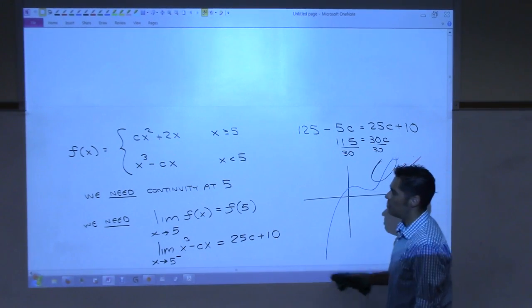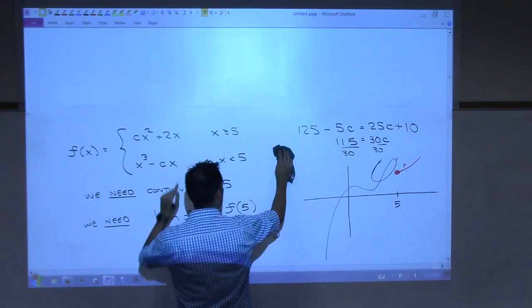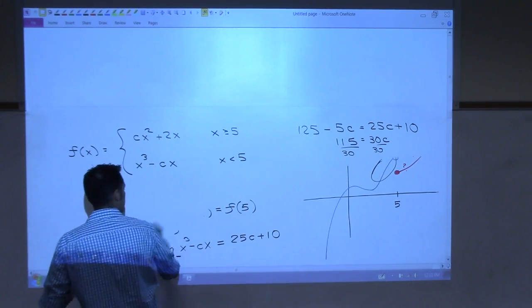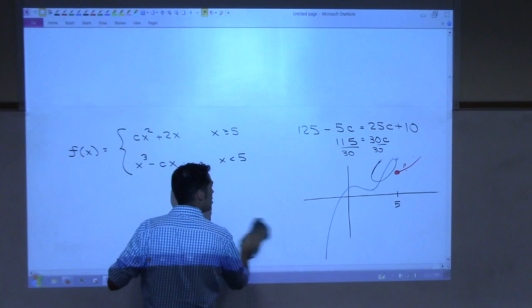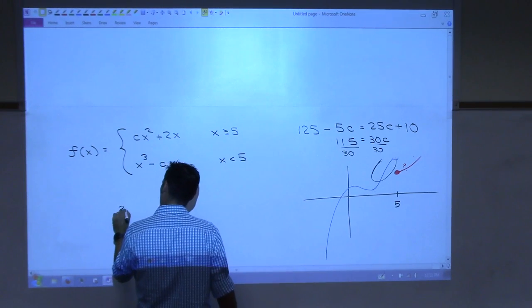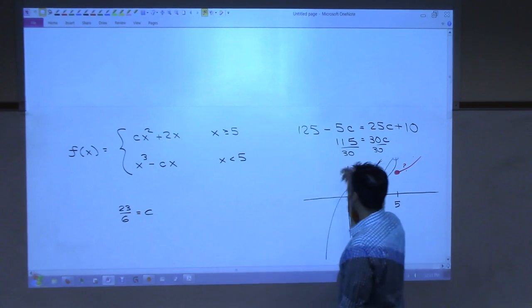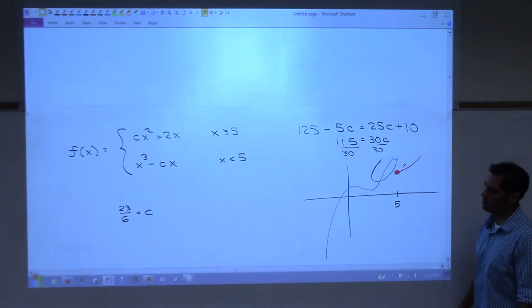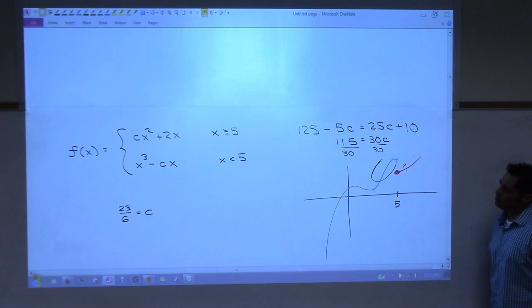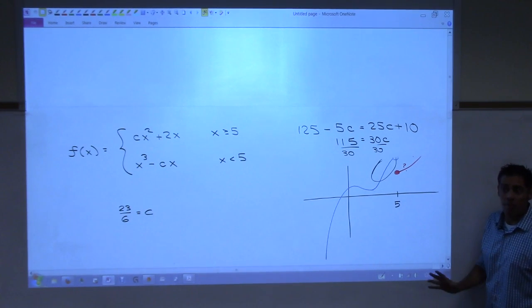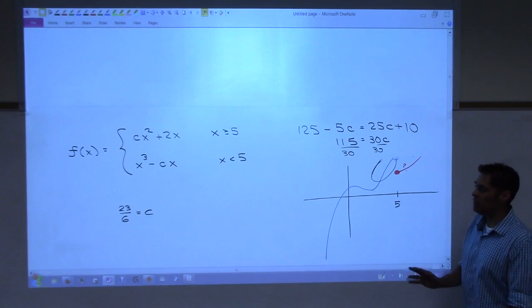I believe we can reduce that fraction. I'll leave that up there. What is it? 23 over 6. Reducing each of these by a factor of 5. Okay? We're there. What we have done is we have found the c.